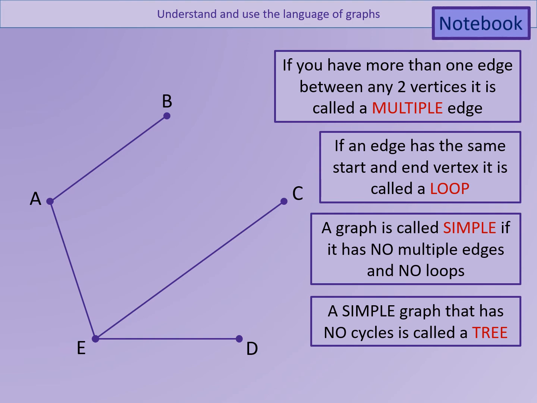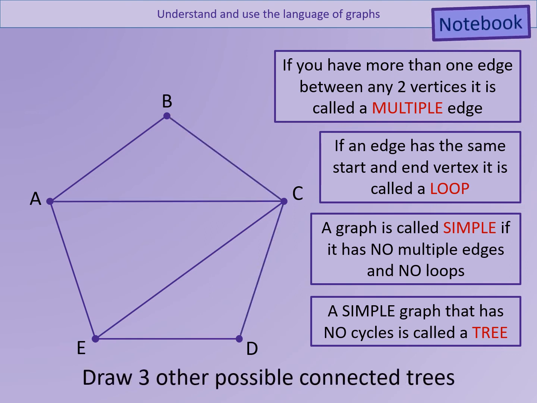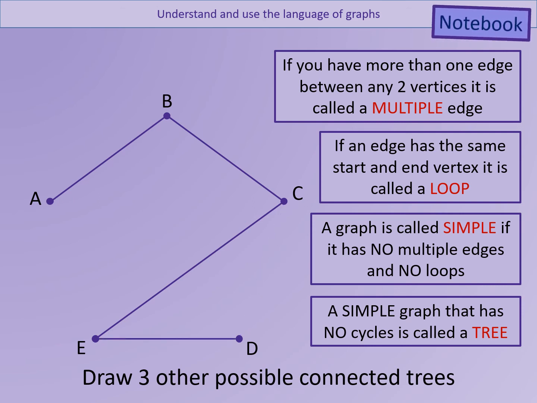If a graph is simple and also contains no cycles, it is called a tree. Pause the slide now and draw three other possible connected trees. So here's an example of a tree. Another possible example here. A third tree. And a fourth.